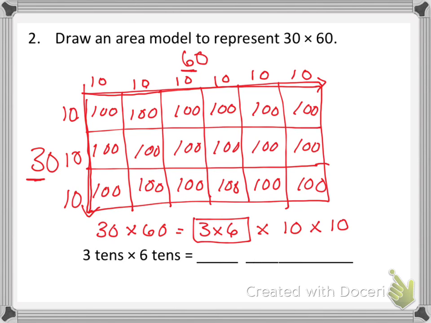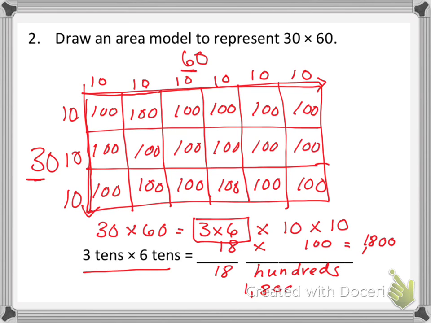And how much is a 10 by 10 square? It is 100. And 3 times 6 is 18. And then now we know 18 times 100 is 1,800. So 3 tens times 6 tens is 18 hundreds, which is really 1,800.